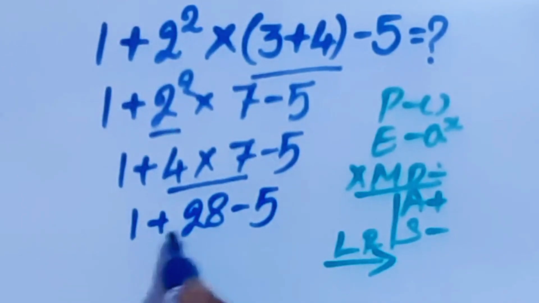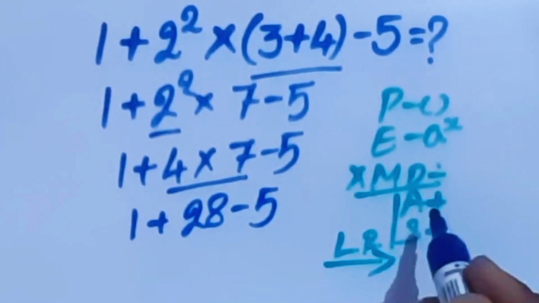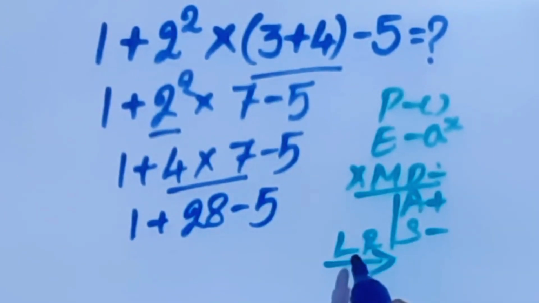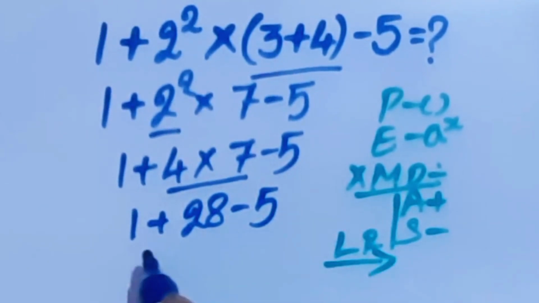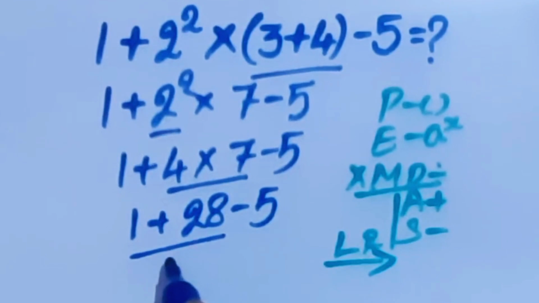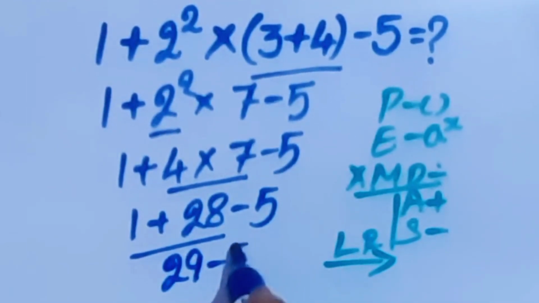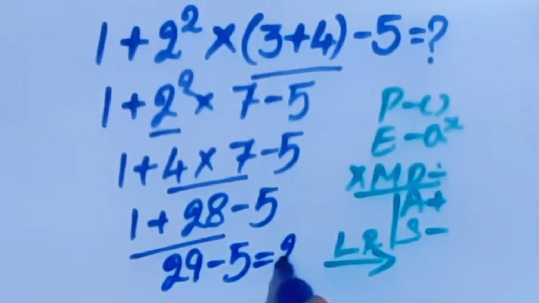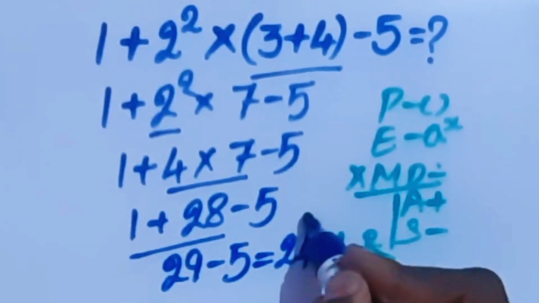Here we have addition and subtraction. Both are equal priority. For this we are going to follow left to right. Here left to right is 1 plus 28. 1 plus 28 is 29 minus this 5. Here 29 minus 5 is 24, which is the correct answer.